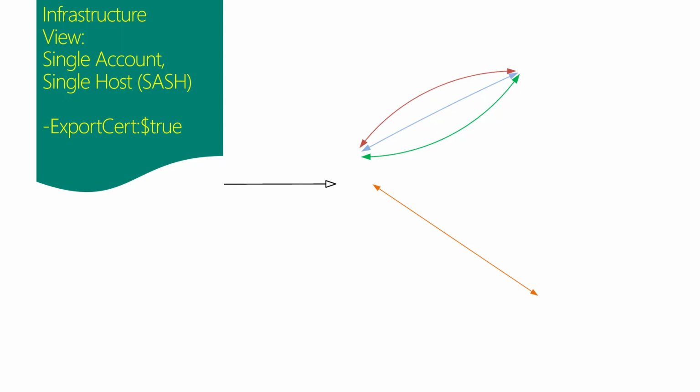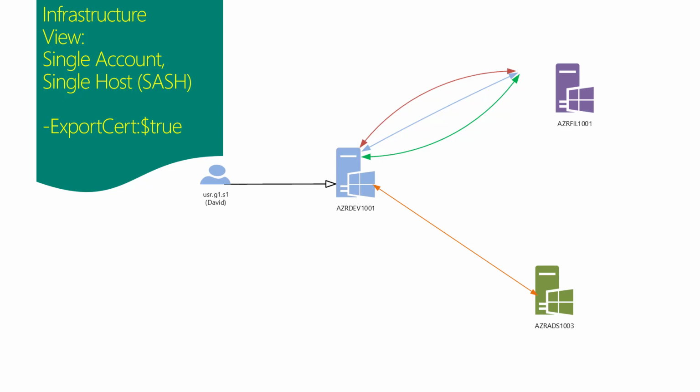The infrastructure consists of the following components: a domain controller, a development server from which the scripts will be executed, a file server that will host credential and certificate artifacts as well as the transcript. The user account usr.g1.s1 is used to represent a privileged account that will execute the script.